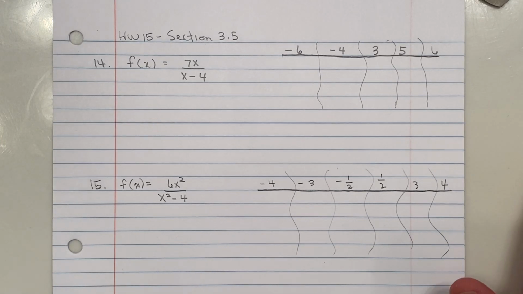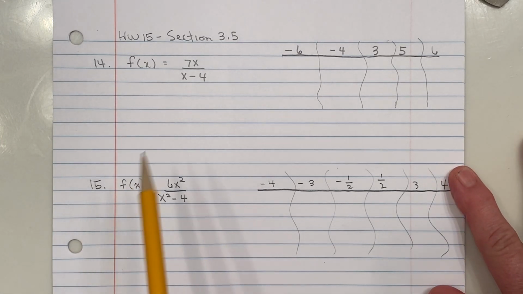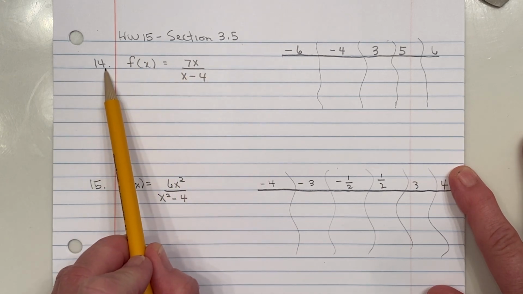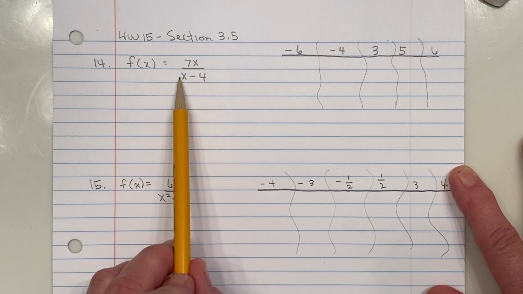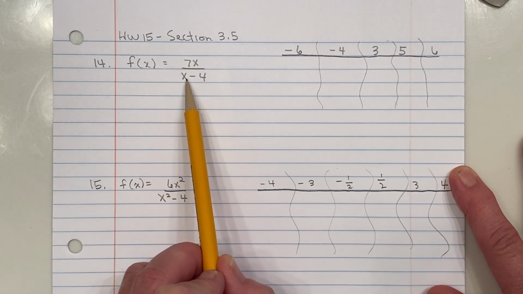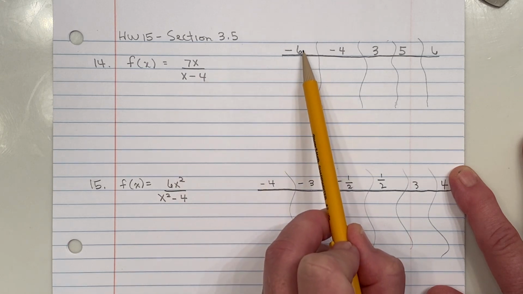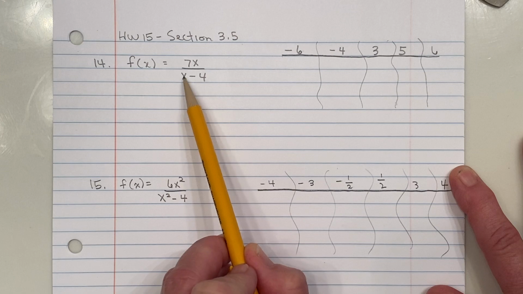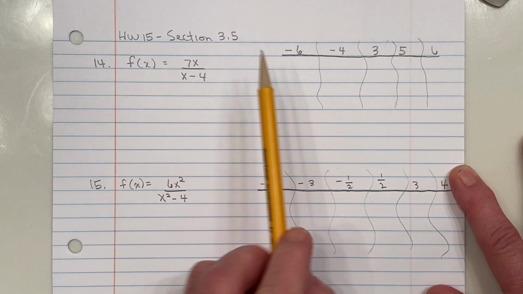So, a video about plotting points for rational functions. This is from homework 15, section 3.5. Problem number 14 that I have, yours may be a little bit different but the same structure, is f of x equals 7x divided by x minus 4. We have these different x values that we need to take turns plugging in for these x's to generate points.